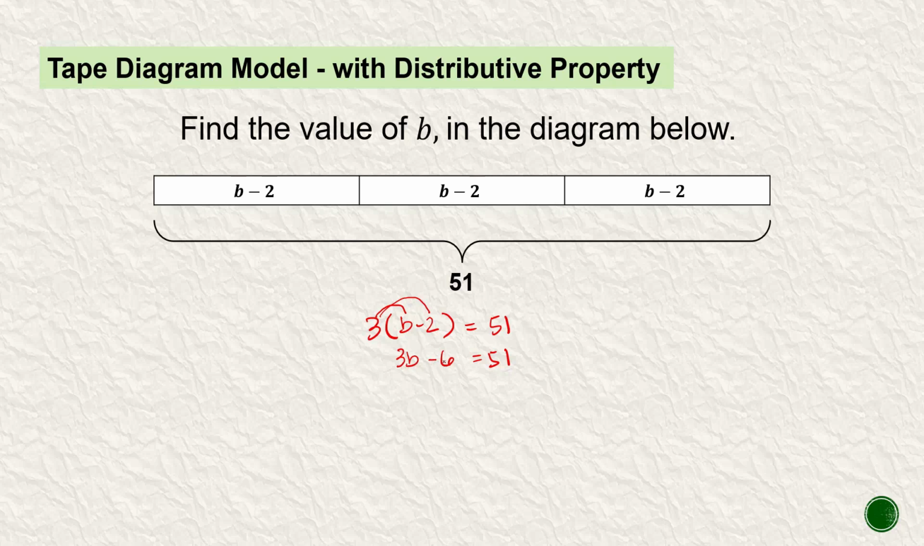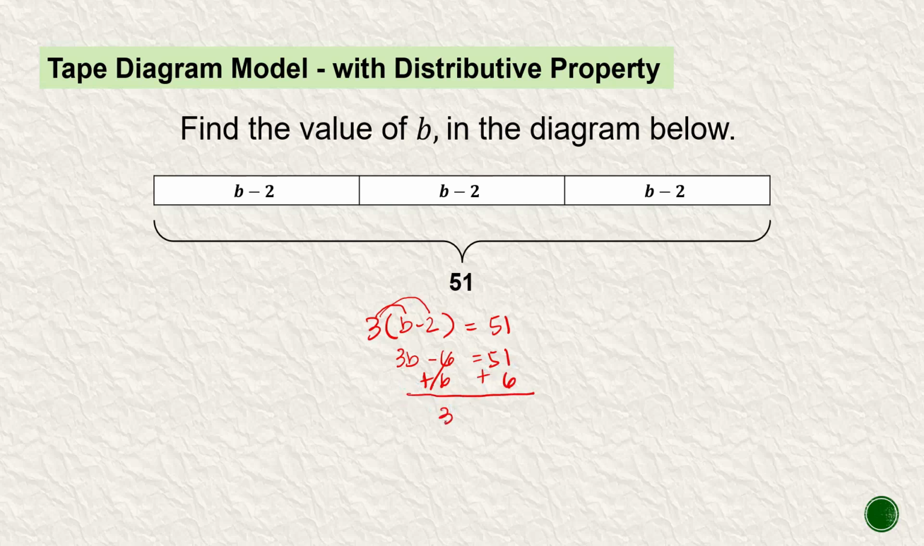There's 3 and negative 6. So the first number that we need to remove on the left is the number far from the variable b, and that's negative 6. So we need to do the additive inverse. So we add positive 6 here on the left. That means we also need to add positive 6 on the right side.